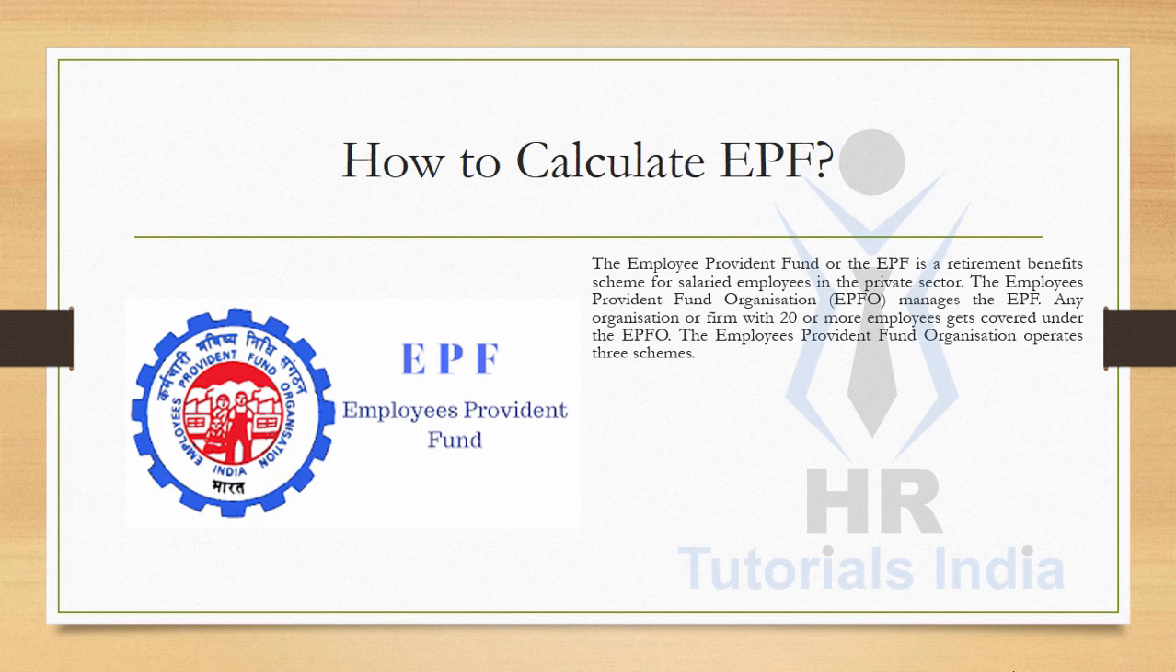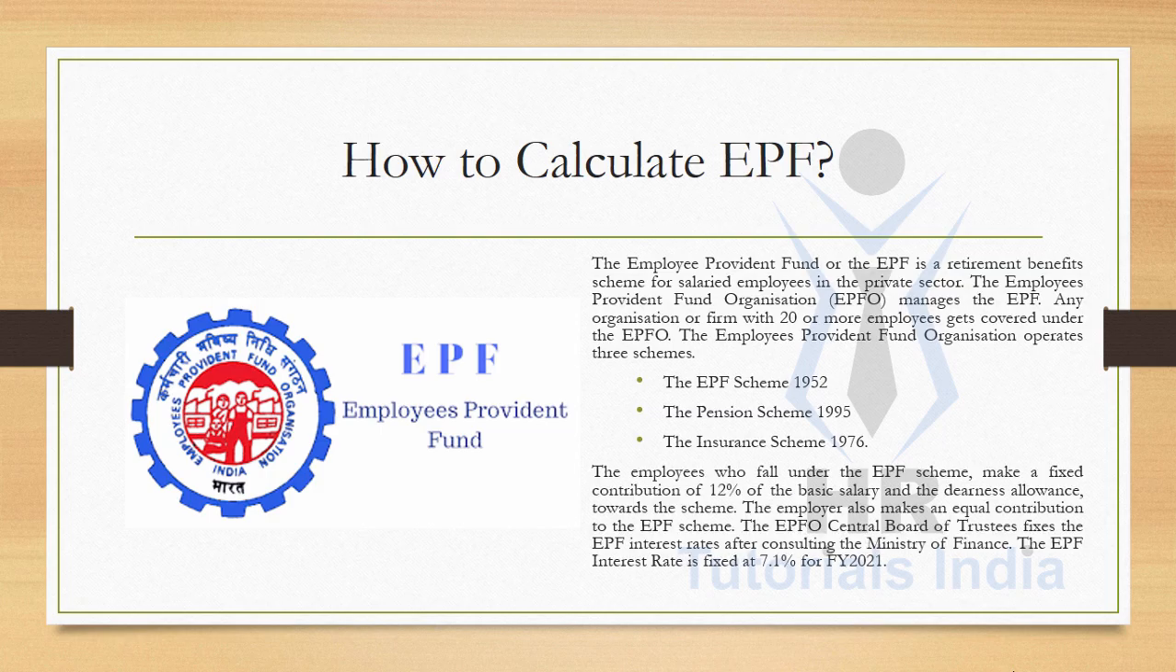The Employees Provident Fund Organization operates these three schemes: the EPF Scheme 1952, the Pension Scheme 1995, and the Insurance Scheme 1996. EPF stands for Employee Provident Fund, which is a retirement benefit scheme for the salaried employees in the private sector. EPFO manages the EPF. Any employer having more than 20 employees is covered under EPFO. Once the company gets registered with EPF, all the employees fall under this EPF benefit.